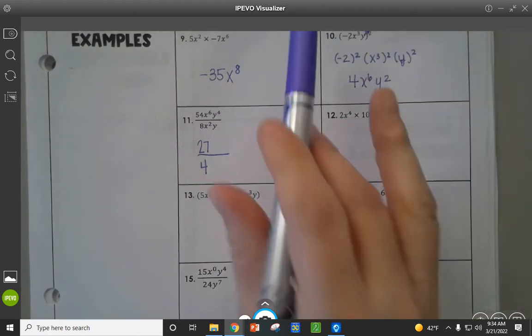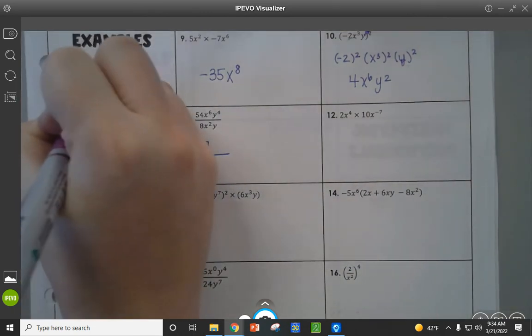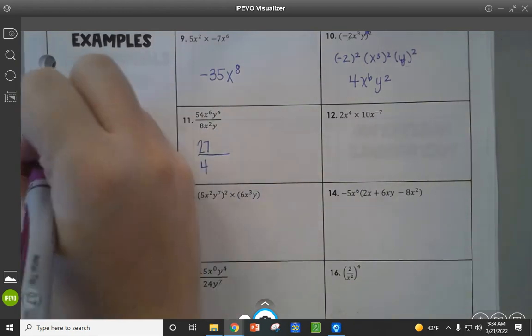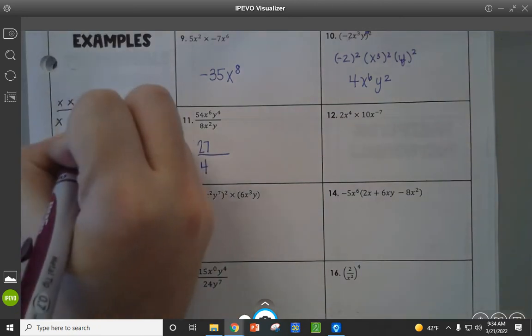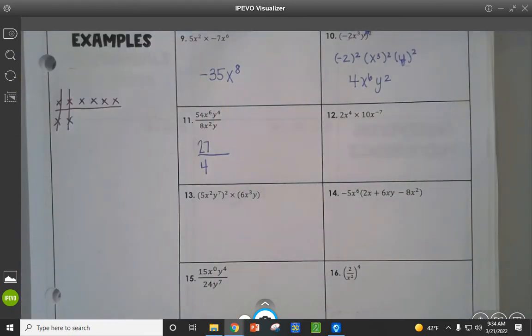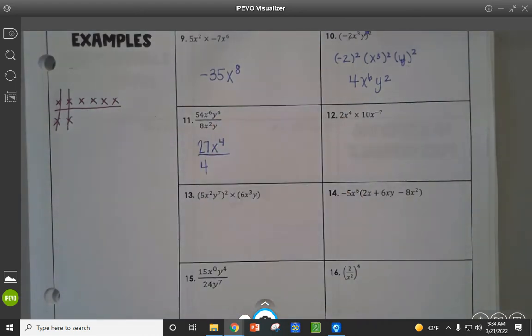Now, on questions like these, I really don't like to use the quotient rule. I don't want you to think of subtracting them. But look at your x's. I have 6 in the top and 2 in the bottom. So something like this. I have 6, 1, 2, 3, 4, 5, 6 in the top and 2 in the bottom. We want to cancel out as many as we can. So if I cancel out those, I cancel out those. What am I left with? 4 in the top or in the bottom? The top. So I have x to the 4th left in the top.